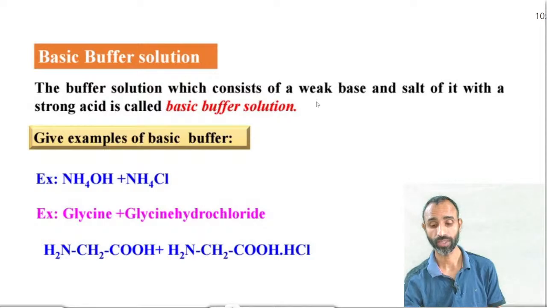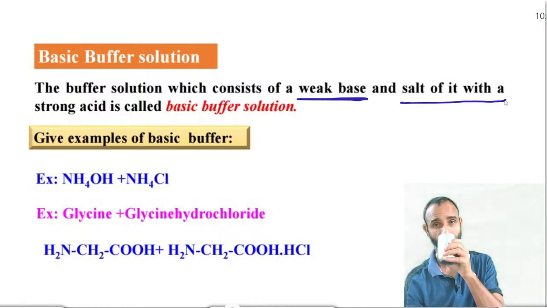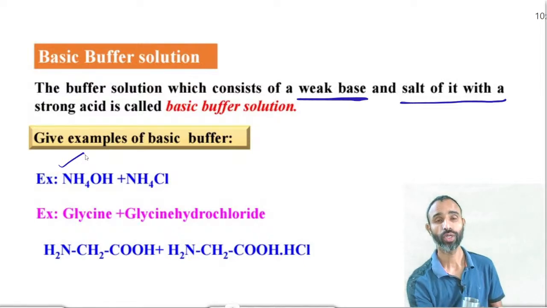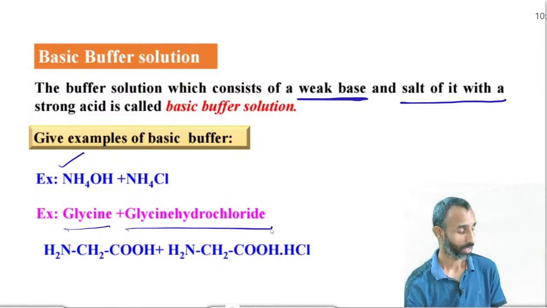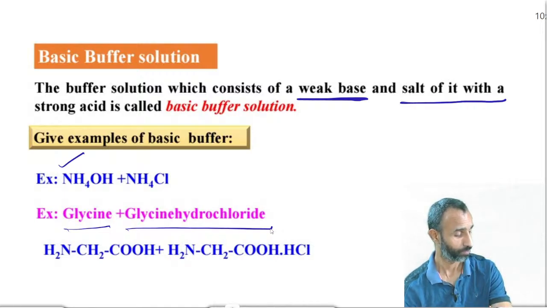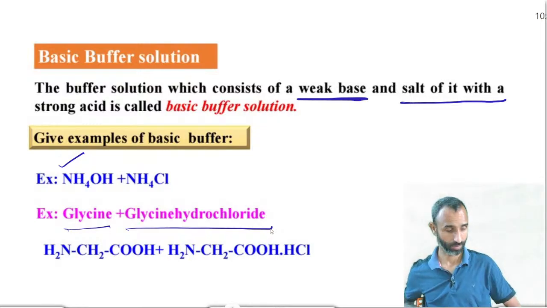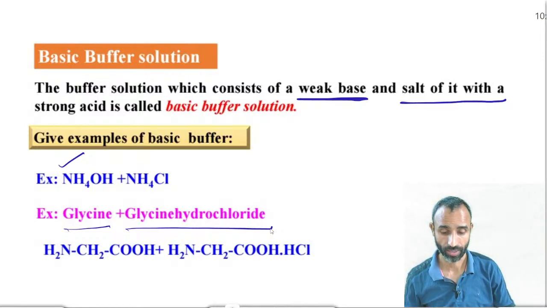A basic buffer means it consists of a weak base and its salt with a strong acid. Ammonium hydroxide and ammonium chloride, glycine and glycine hydrochloride, then glycine NH2CH2COOH and NH2CH2COOH dot HCl.